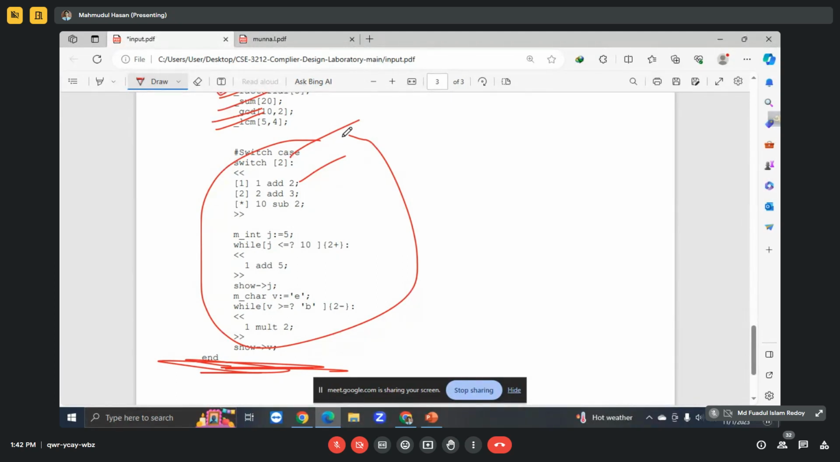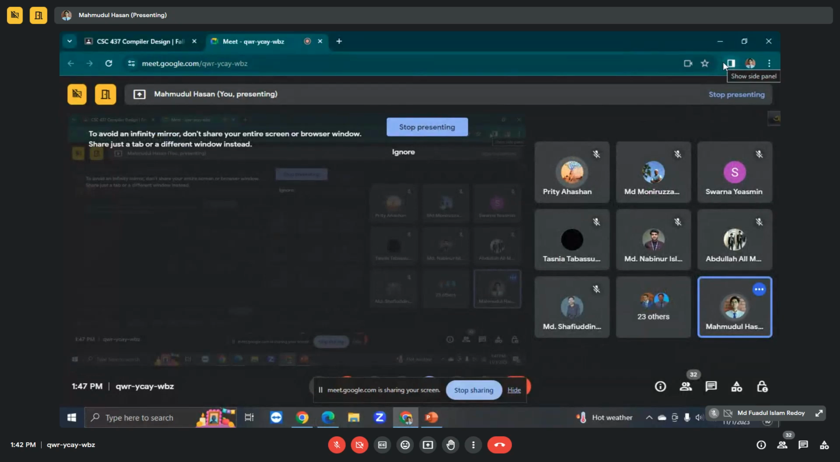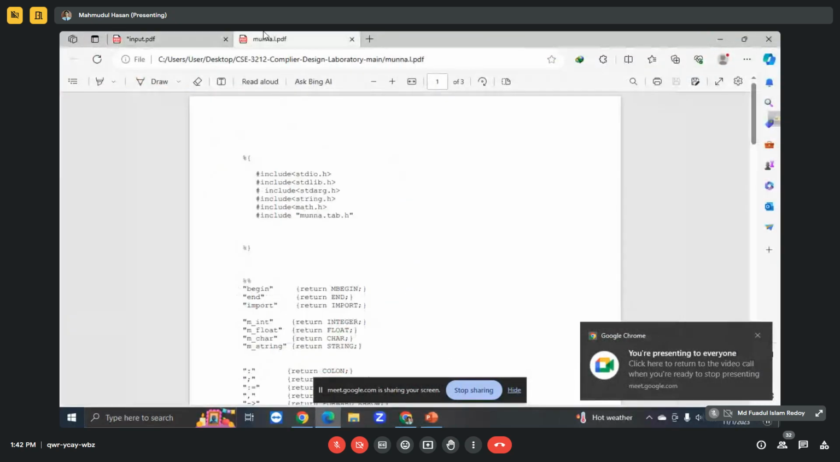So that's why I built a compiler, and for making the compiler I took help of a lex file and a bison file. The lex file is the lexical analyzer. Okay, so let's go, just a lex file. Just a minute. So this is our lex file.